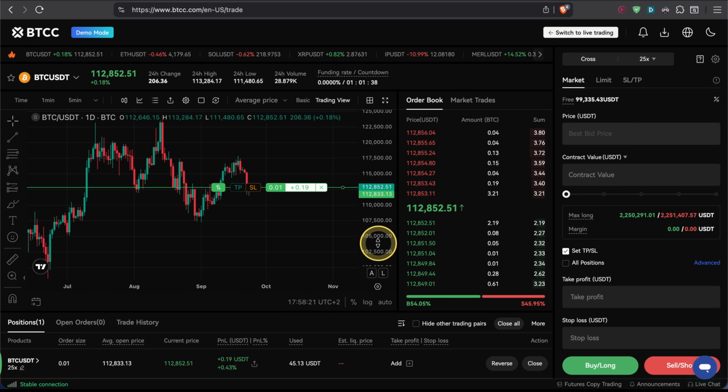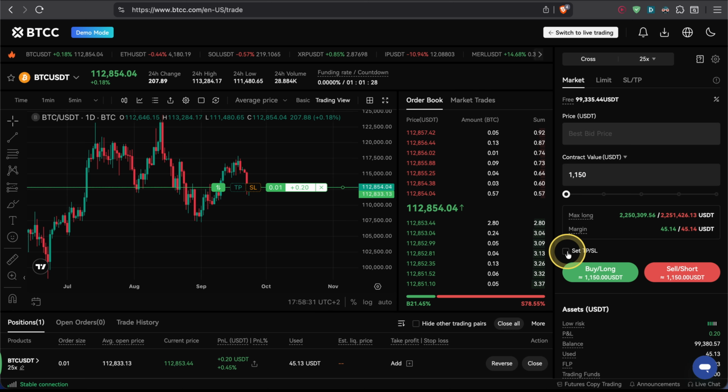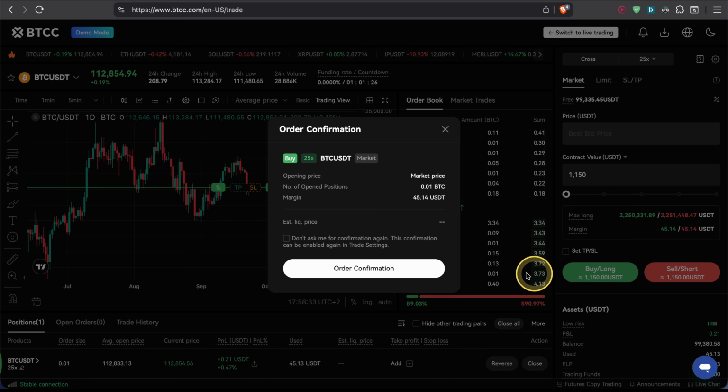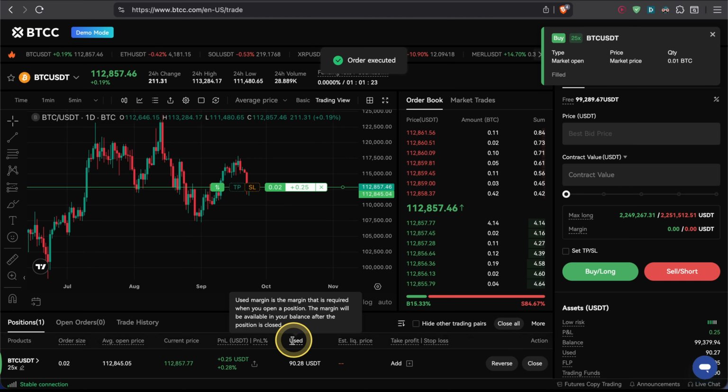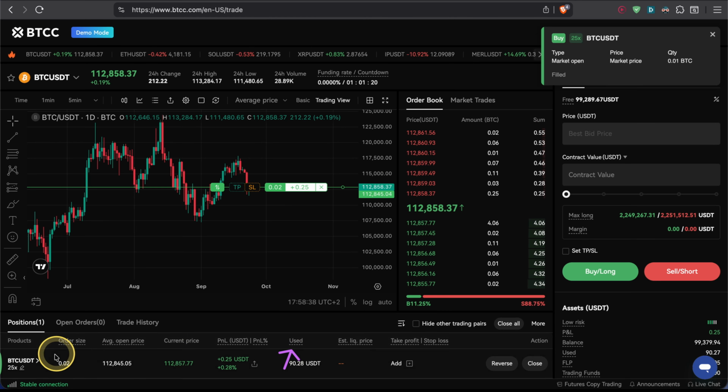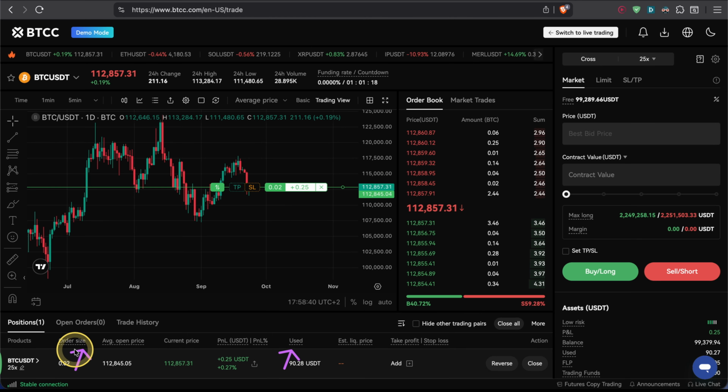To increase your position on BTCC, we're just going to go here to the right as if we would open a new trade. Then I'm simply going to type in here the amount again, so a bit more than $1,000, and then just click down here on long, confirm, and then you will see we've doubled our margin as well as our position size to 0.02 BTC.